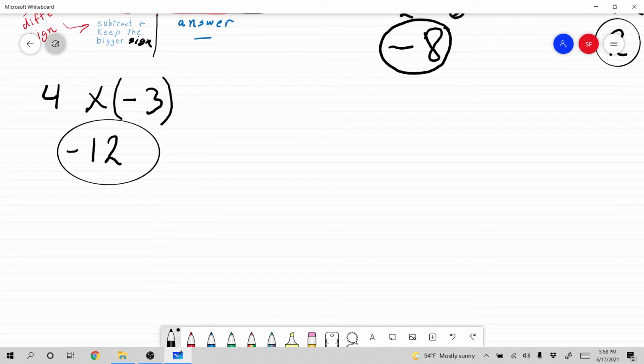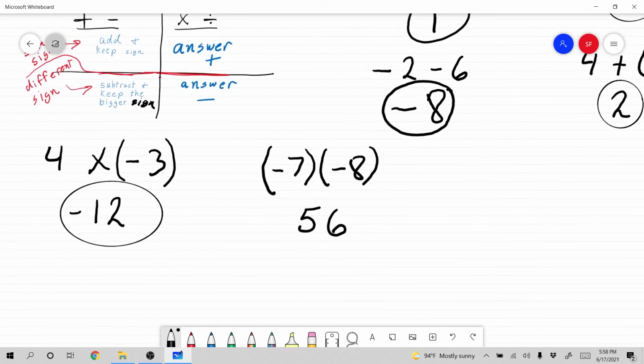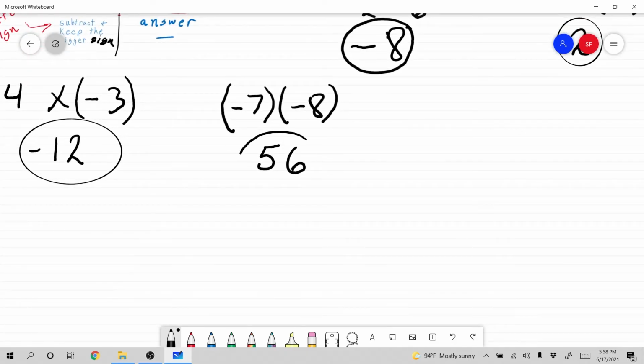Okay, let's do another one. We're going to slip in a different way to write multiplication and division. We're going to do negative 7 times negative 8. Remember, if we've got two sets of parentheses right next to each other with nothing in between them, that's multiply. So negative 7 times negative 8. We just multiply. 7 times 8 is 56. Same sign, our answer is positive. Easy peasy. No problemo.